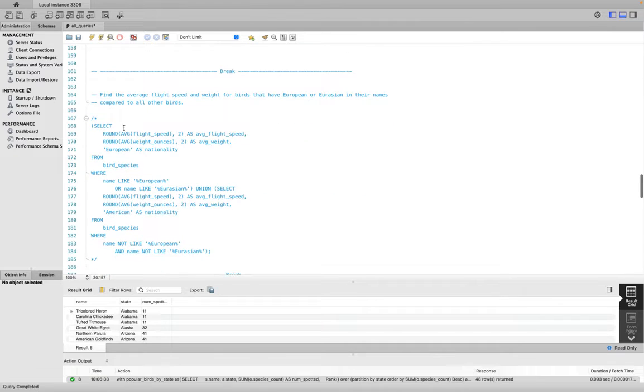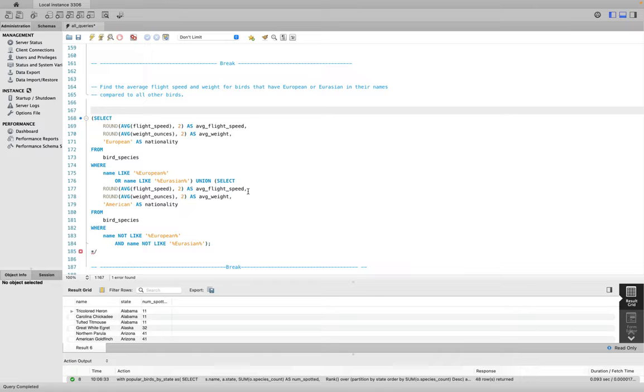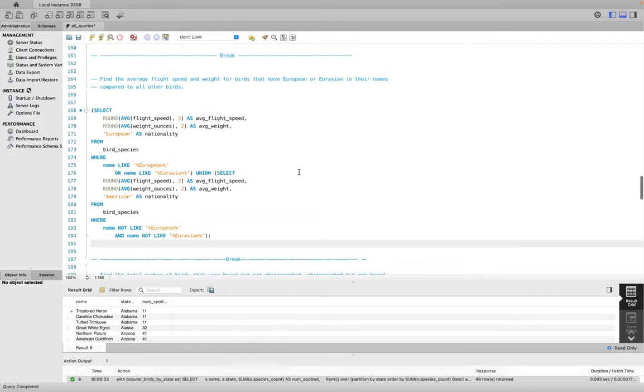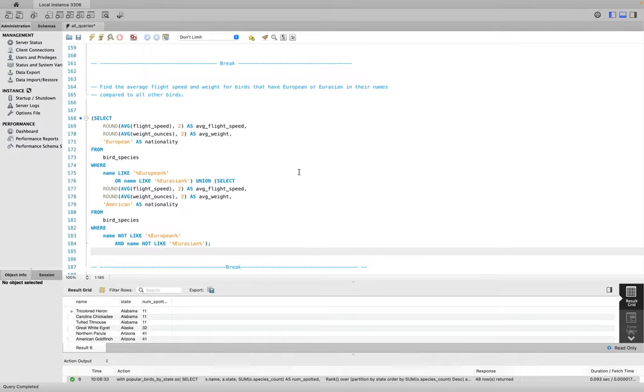And again, I think there's only 41 states in this data set, so not every state's going to be included. Alright, so find the average flight speed and weight for birds that have European or Eurasian in their names compared to all other birds. And just because a bird doesn't have European or Eurasian, that doesn't necessarily mean that it's a United States bird. For example, the Canada jay. The Canada jay may cross into the U.S., but obviously, based upon its name, it's a non-U.S. bird primarily, but I could be wrong on that.